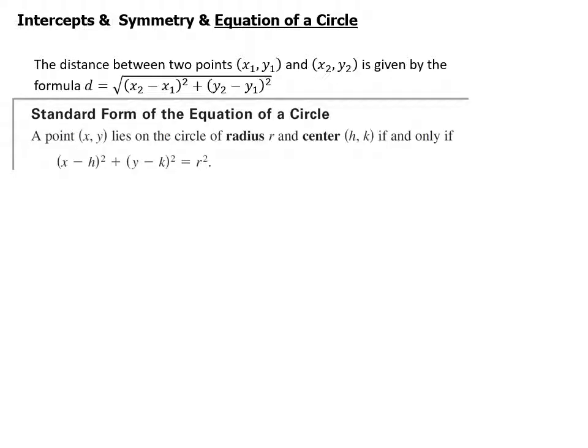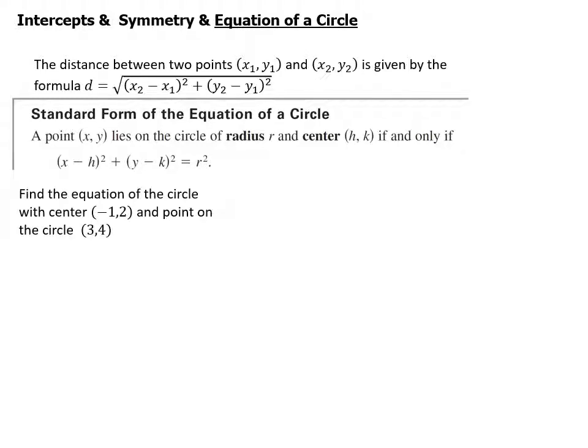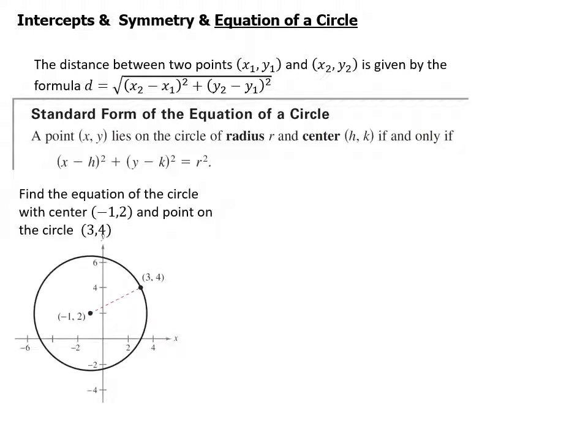And so the standard form of the equation of a circle: a point (x, y) lies on the circle of radius r and center (h, k) if and only if (x minus h) squared plus (y minus k) squared equals r squared. So we want to find the equation of a circle with the center at (-1, 2) and a point on the circle at (3, 4). So there's our picture. Now to come up with the equation, we know h is negative 1, k is 2. We need to figure out the radius.